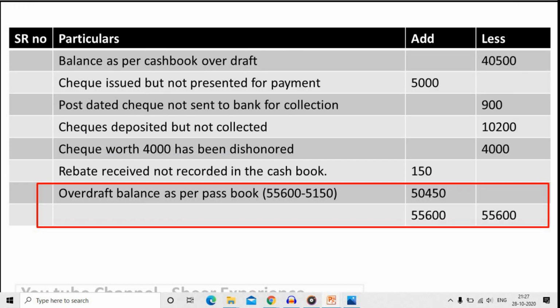Now we have to total the amounts in add column and less column. As per rule, we have to mention the highest balance in both the columns. Here the highest balance is in the less column because of overdraft balance. That is 55,600. So this amount we will mention in both the columns. To arrive at the passbook overdraft balance, we will deduct the lesser amount from higher amount. That is 55,600 minus 5,150, which comes to 50,450. So this is our balance as per passbook overdraft.